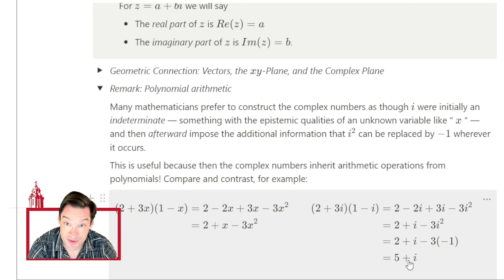i squared is equal to -1, which permits us also to rewrite i to the 3rd power, i to the 4th power, i to the 10th power, and so forth, just using the property that as soon as I've multiplied i by itself a single time, we end up simplifying that to -1.